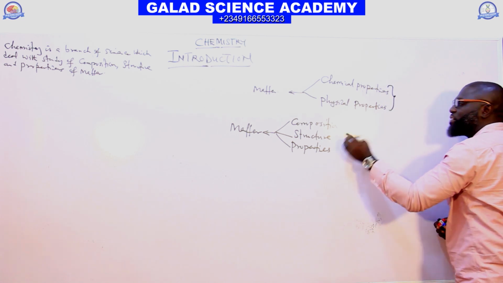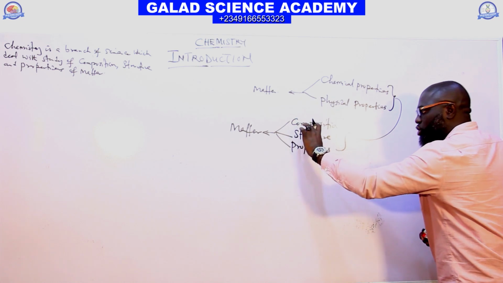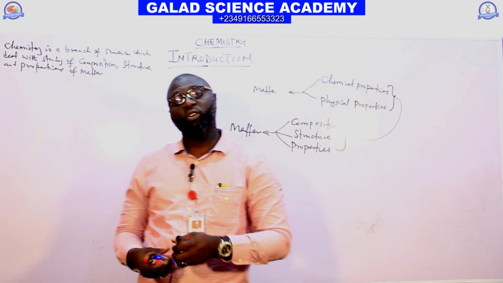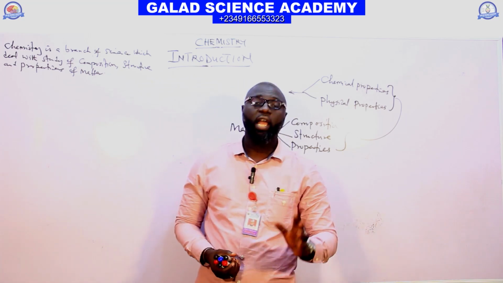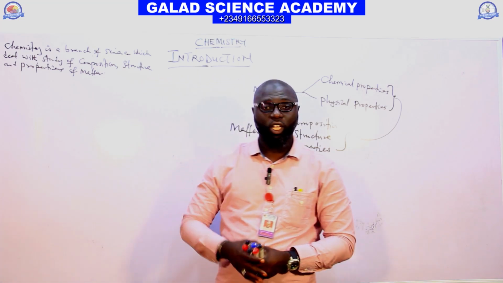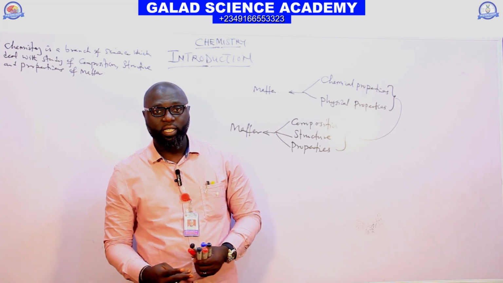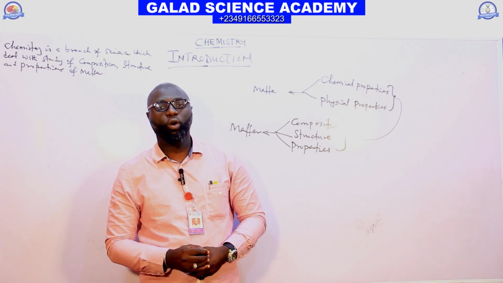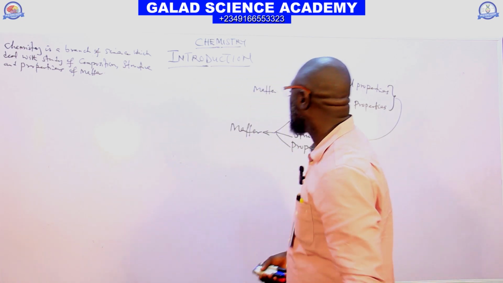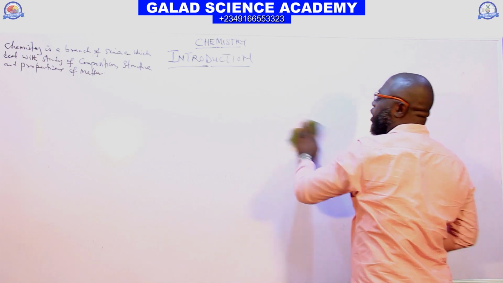Because inside the chemical and the physical properties, we have these three: composition, structure, and property. So we can define chemistry as a branch of science that deals with the study of physical and chemical properties of matter, or a study of the nature, composition, properties, and structure of matter. And the next thing we are interested in is what are the branches of chemistry?